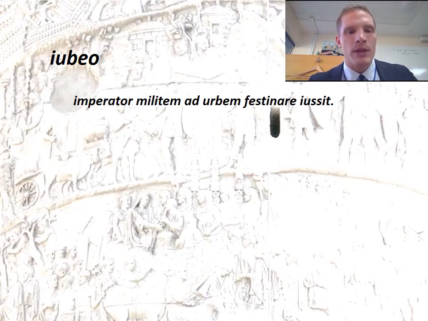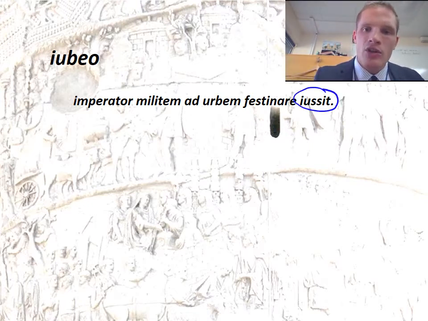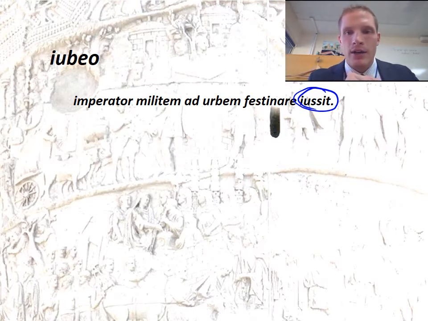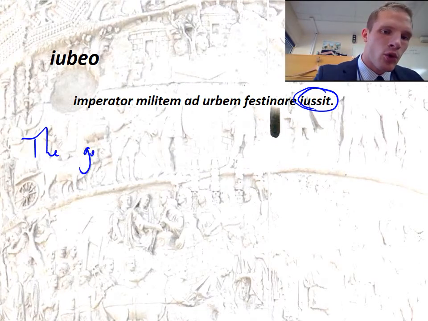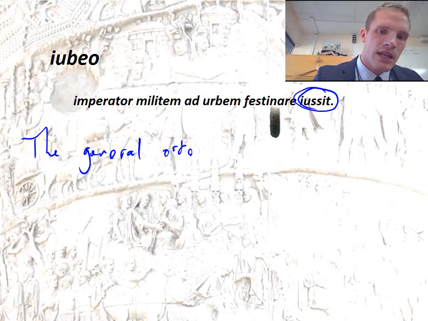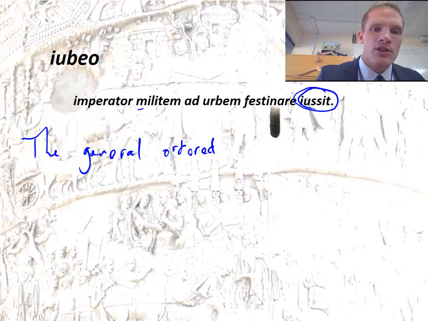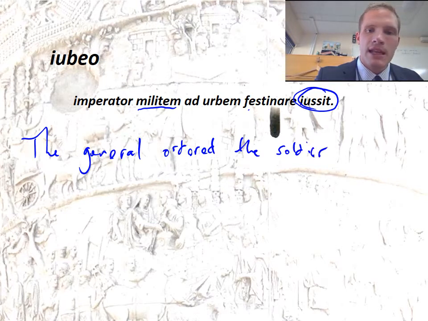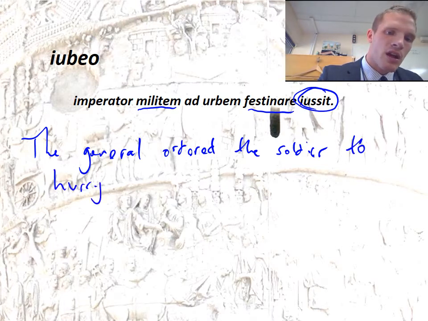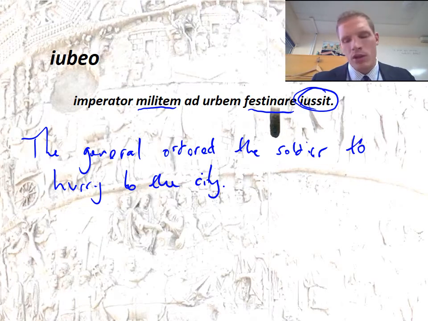So if we have a look at an example here, we have imperator militem ad urbem festinare iussit. So we can see nice and clearly we have our iussit at the end. Notice the principal parts: this is the perfect of iubeo, so it's going to be the general ordered, in the past. He ordered, and now we're looking for an accusative. We have urbem as accusative, but that's coming after ad. So our accusative here is militem. So he ordered the soldier, and then after that we need to look for our infinitive, and there it is, festinare. So he ordered the soldier to hurry, and he ordered him to hurry ad urbem, so ordered him to hurry to the city. So iubeo, nice and straightforward, works a lot like English.